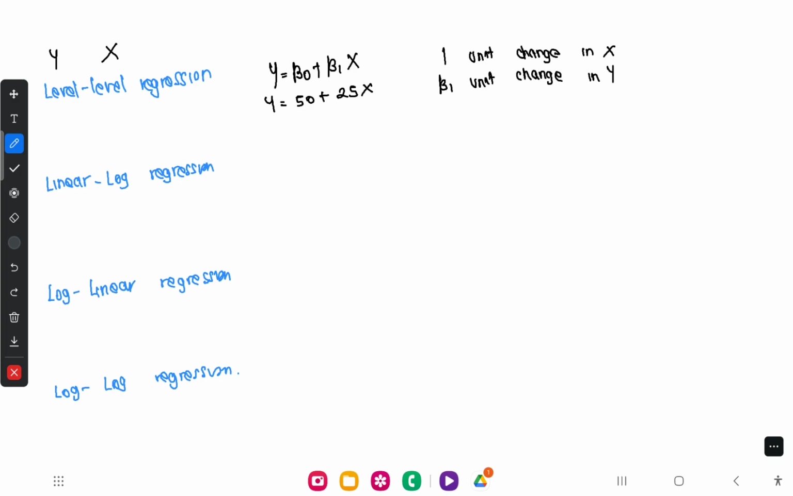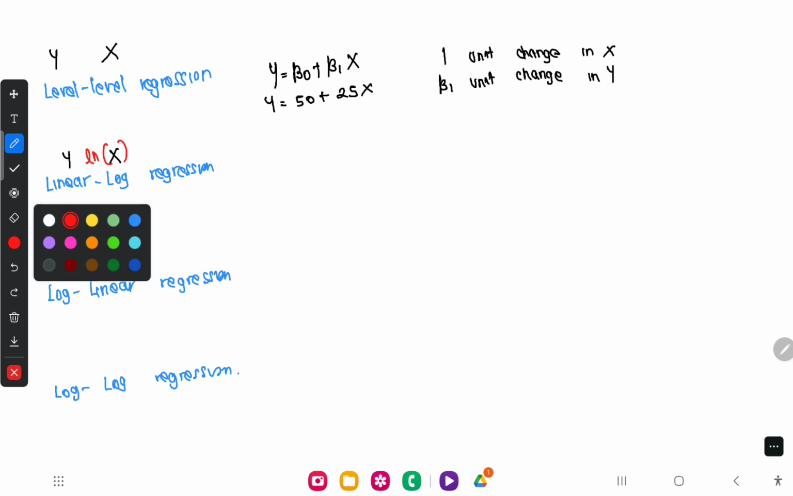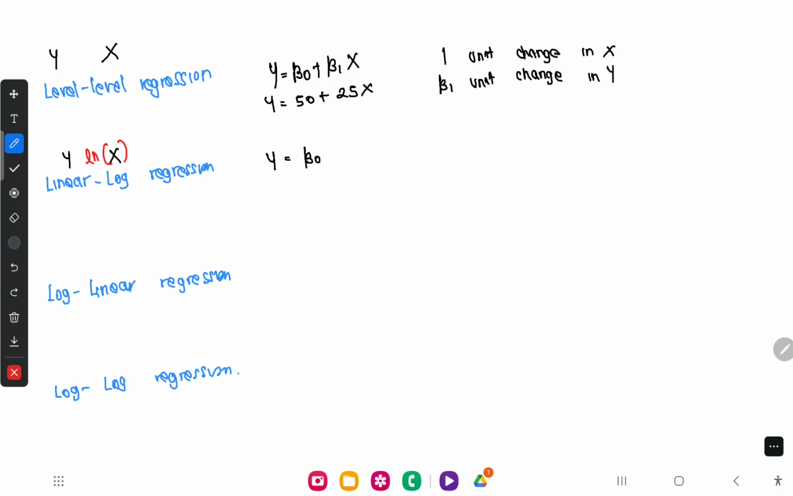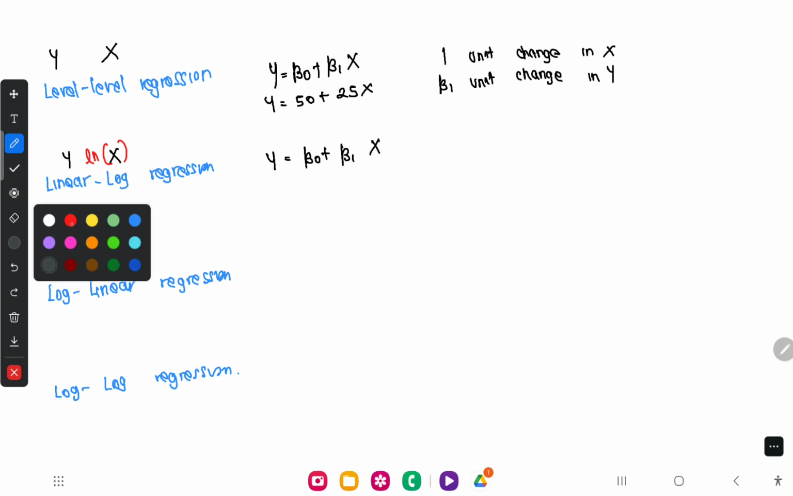The next one is where we say linear log. So the y variable is linear, same as before, but for the x variable we are going to apply log. Here we are going to apply ln. So how is our equation going to look? Y equals beta naught plus beta 1 ln x. We are going to apply log for the independent variable only.